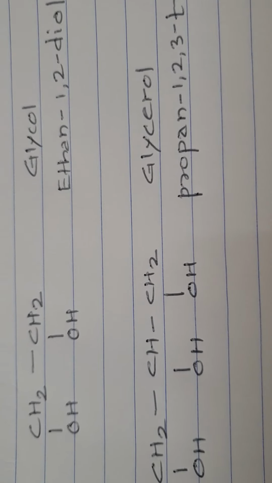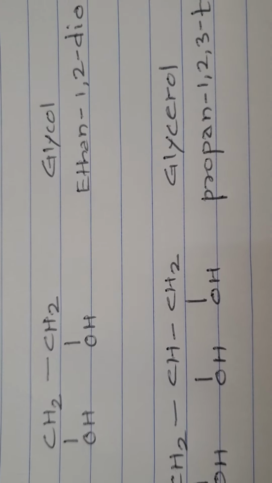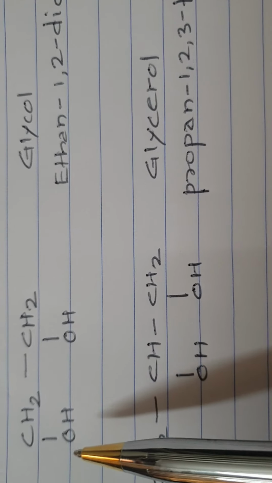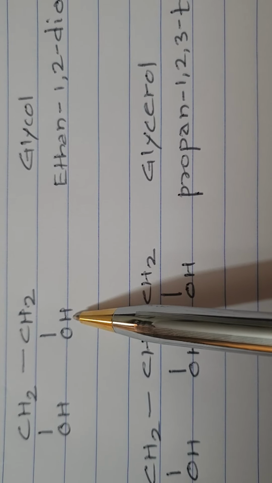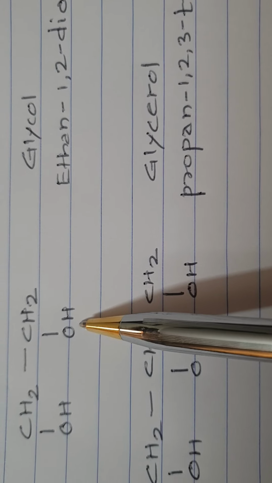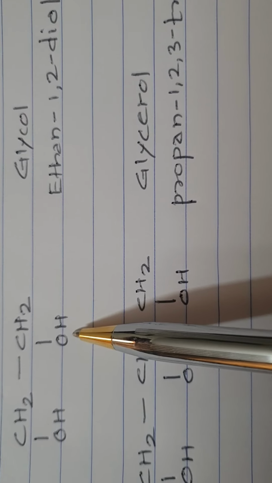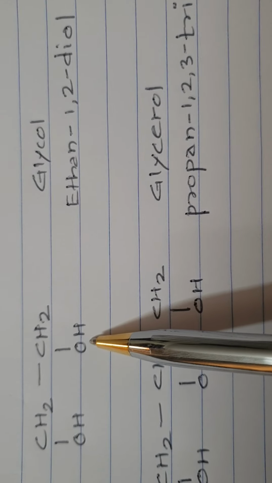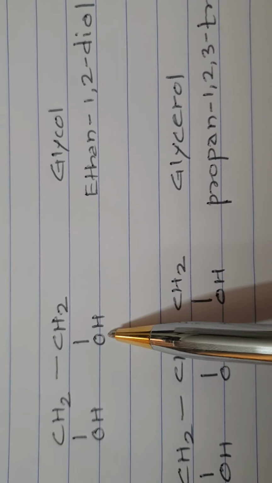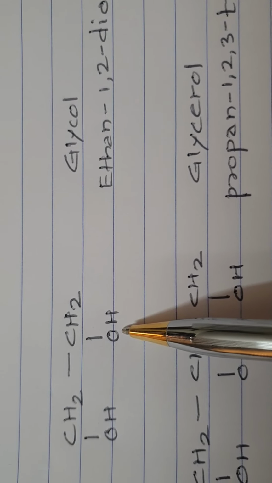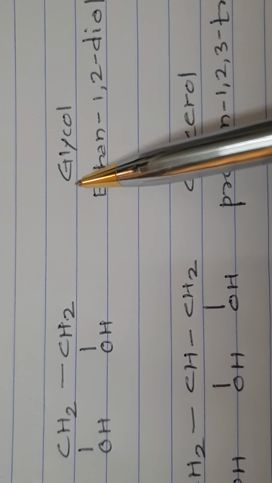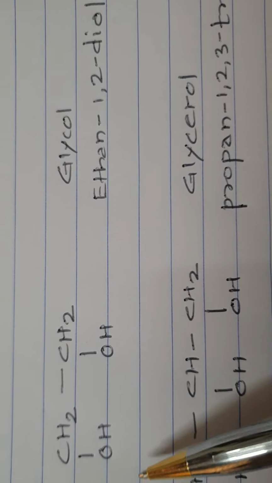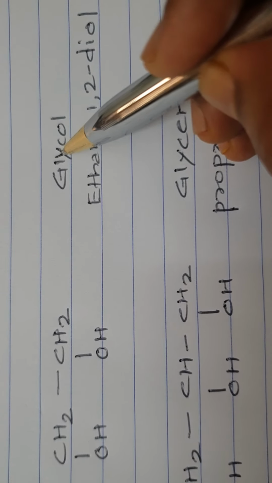Let us study a few more examples here. The next one is CH2, CH2, and there are two hydroxy groups attached, one carried by each carbon atom. Now, this is the first example wherein we have more than one hydroxy group attached. According to common nomenclature, the names given to these compounds do not follow any rules. So here, this particular compound gets the name glycol.